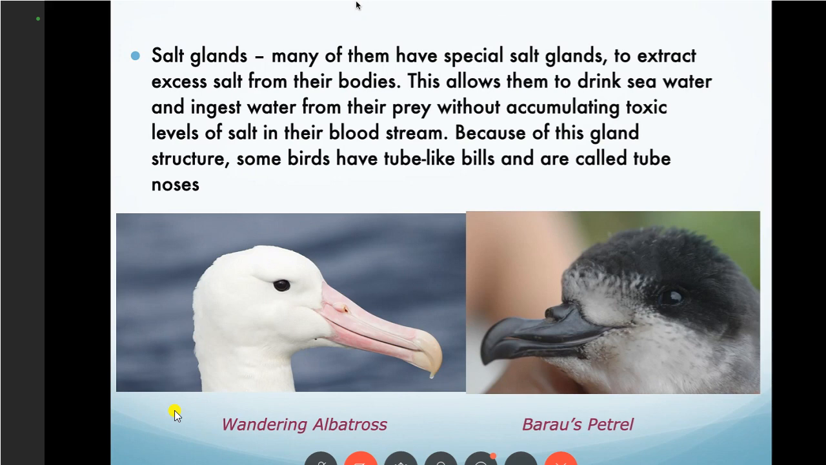It's like food reserves. They can create this stomach milk from the digested food that they have, which is something very amazing. And this allows them to keep flying over the seas for so long, continuously.